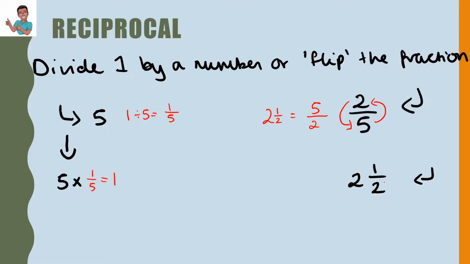Okay, here we have another one, but given in mixed number. So we do 2 times 2, which is 4, plus the 1 here, giving us 5. So that will be 5 over 2, and then we'll simply reciprocate it, giving us 2 over 5.